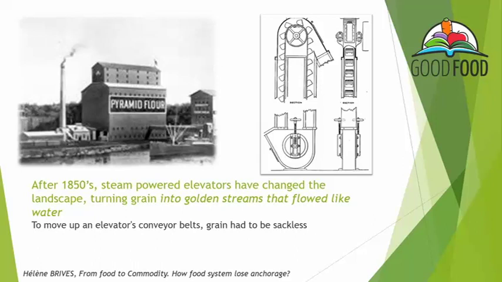In the second half of the century, major changes in the Chicago market are caused by the invention and soon the multiplication of the steam-powered grain elevator. These large warehouses are equipped with automatic mechanisms, steam-powered conveyors that allow handling large quantities of grain in continuously moving streams. Elevators transform grain produced on farms in the Western Great Plains into a golden stream. In fact, to move up conveyor belts, grain has to be sackless.